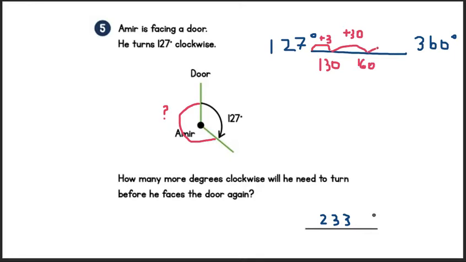And then I would add 200 to take me to 360. Once you've figured that out, all you need to do is add these 3 together to get your answer, which is 233.